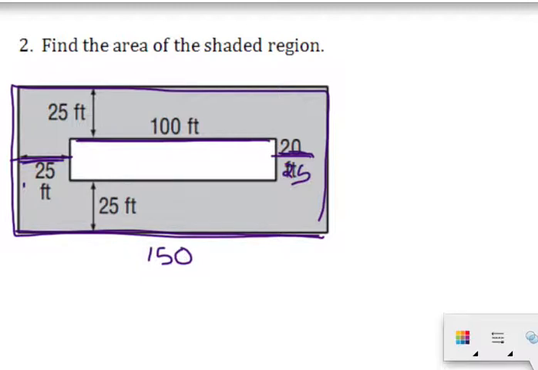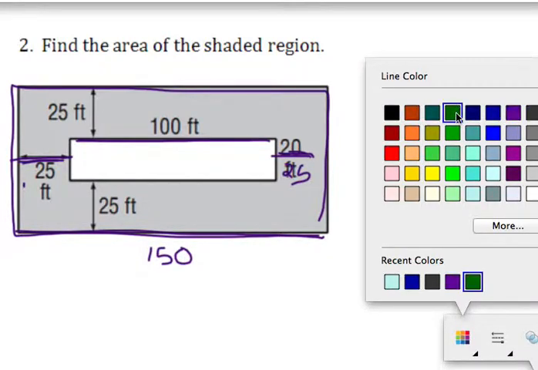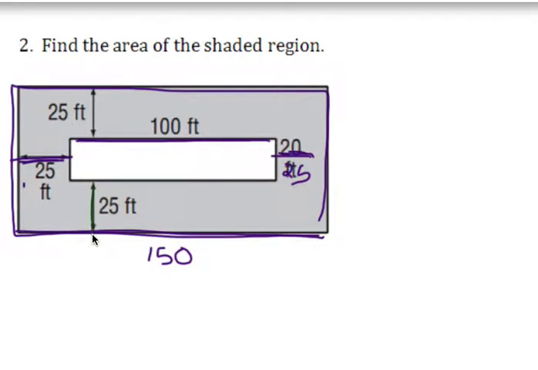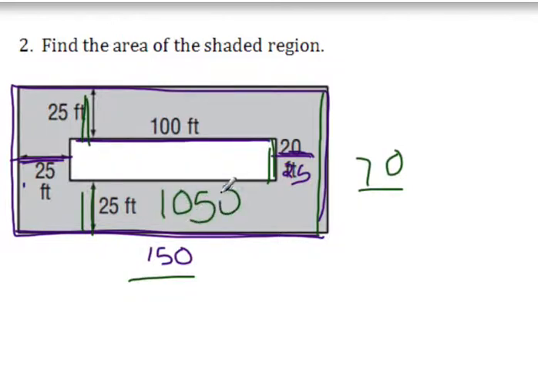So now let's take a look at going up the side. Going up the side of this one, I have 25, 20, and 25. So notice how that covers the entire thing. So going up here, I'm going to have 70 when you take 25 plus 25 plus 20. So that's the area for our big rectangle, the shaded one. So 150 times 70 is going to be an area of 10,500.